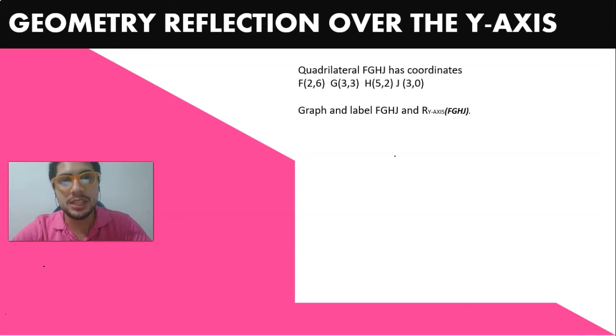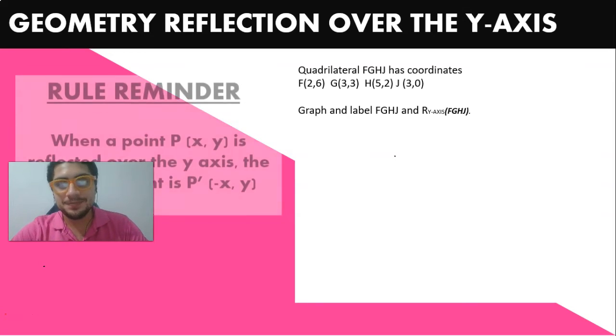Okay guys, so in today's video, we're actually going to see how we can reflect one polygon, in this case a quadrilateral named FGHJ that has coordinates F(2, 6), G(3, 3), H(5, 2), and J(3, 0). We're being asked to graph and label the reflection of that quadrilateral.